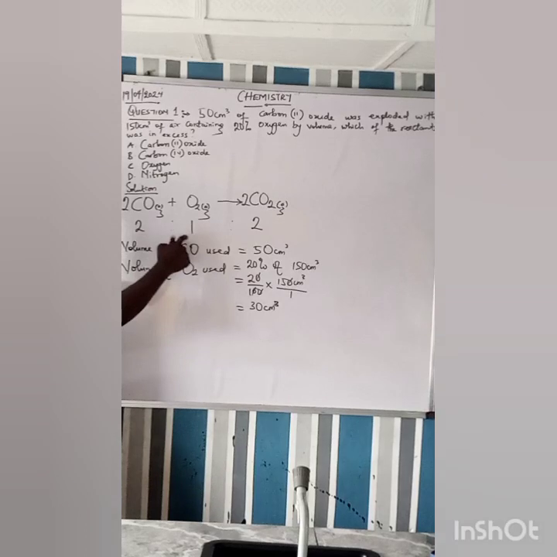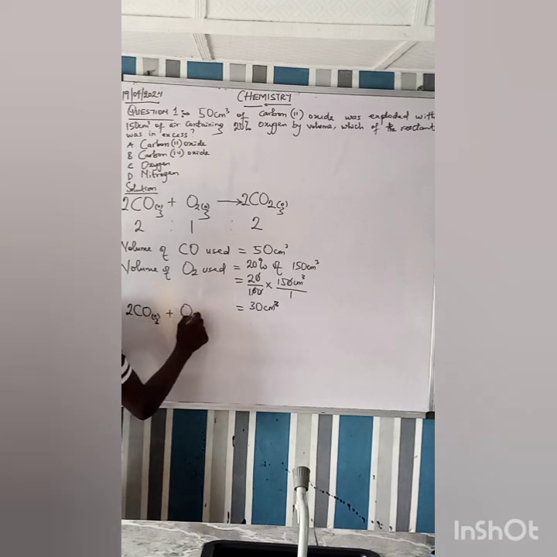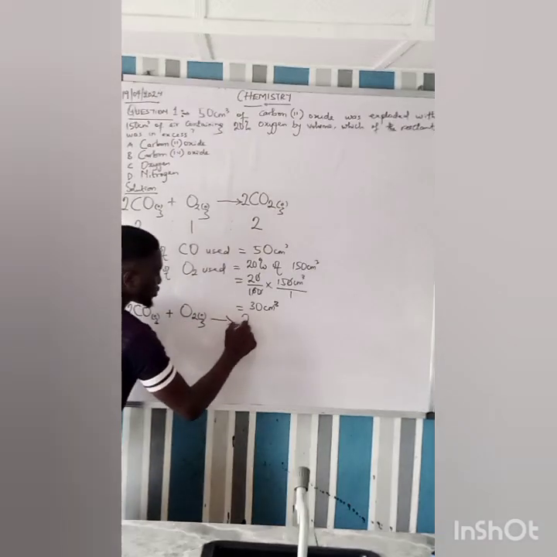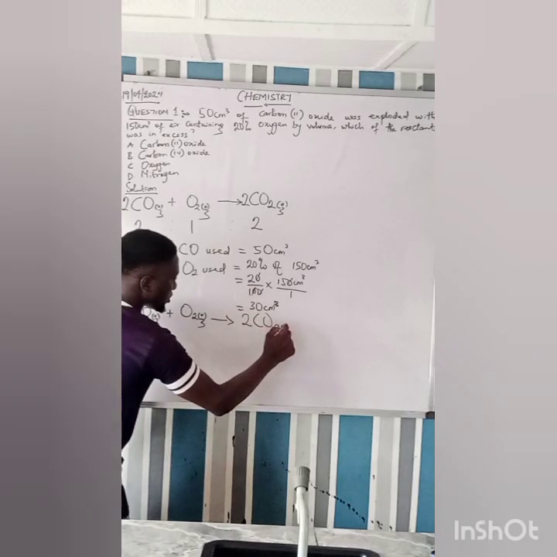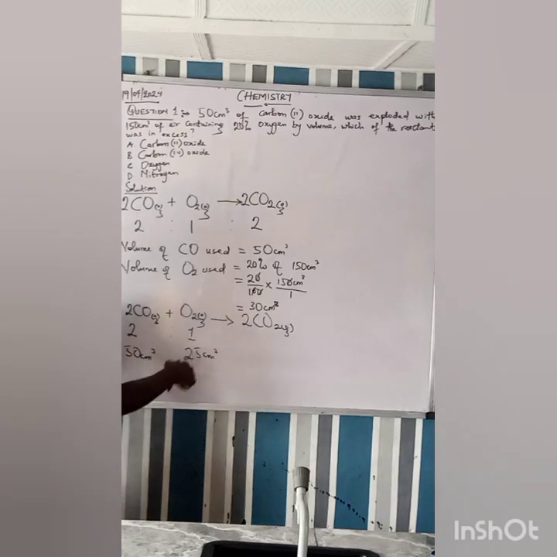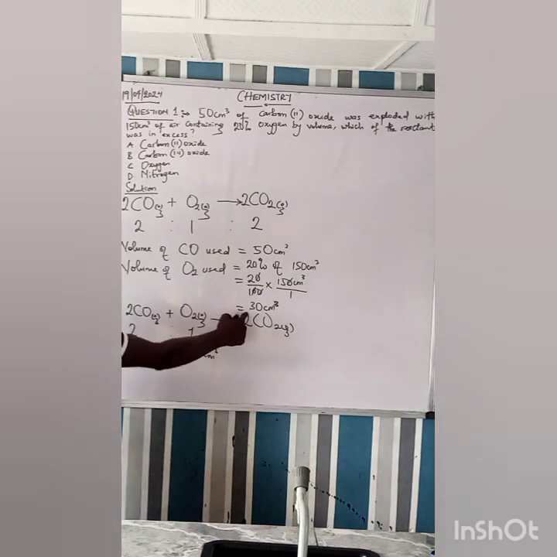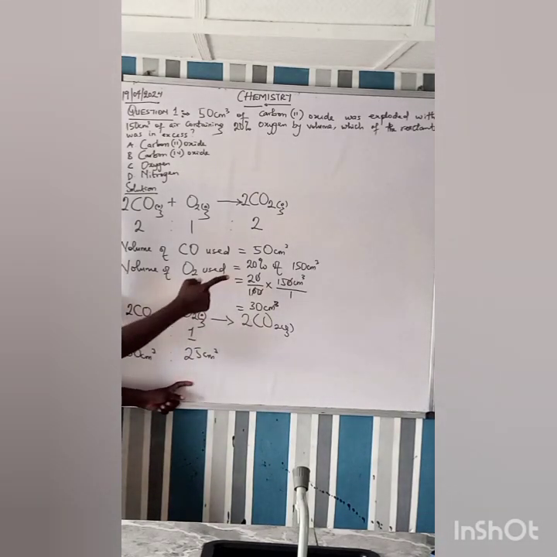So from the mole ratio that we are having here, don't forget 2CO gaseous plus O₂ gaseous to give us 2 molecules of CO₂ gas. And if you look at the mole ratio, 2:1, so now the volume supposed to be 50 cm³ to 25 cm³. But we are having 30 cm³ instead, which means that we've used more of the oxygen gas.